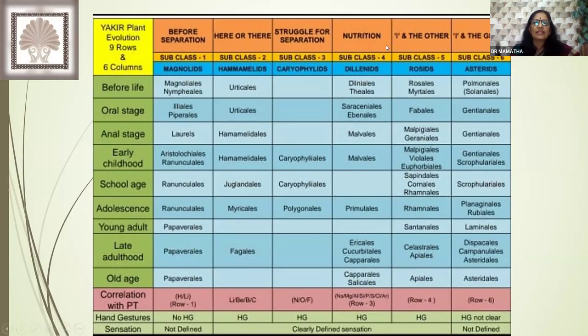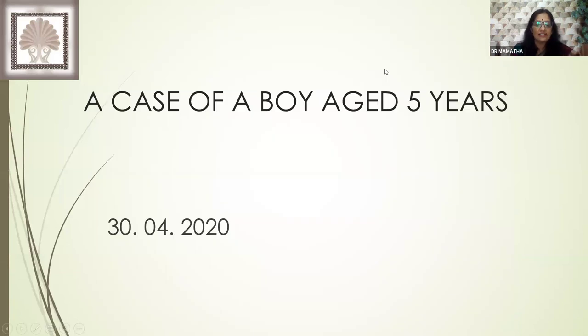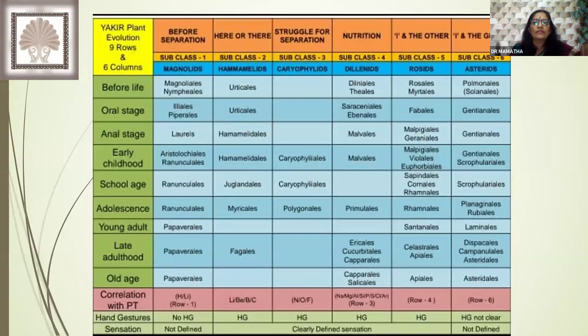So the next subclass is Dilleniidae. It's infancy, as we have seen earlier. The before life womb stage is covered by theales and dilleniales, and then in the oral stage you will find sarraceniales, ebenales, and then malvales cover the anal stage and early childhood. And in adolescence, you will find primulales. And in late adulthood, you will find ericales, cucurbitales, capparales, and in old age, capparales and salicales. This covers the whole line of row 3 or silica series.